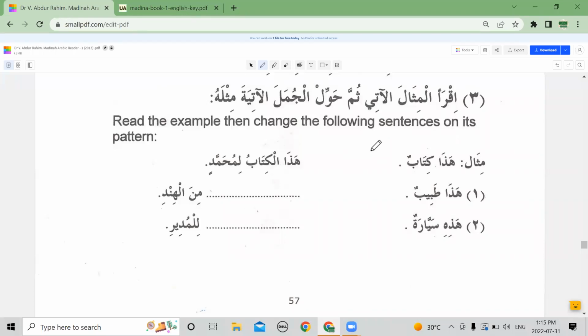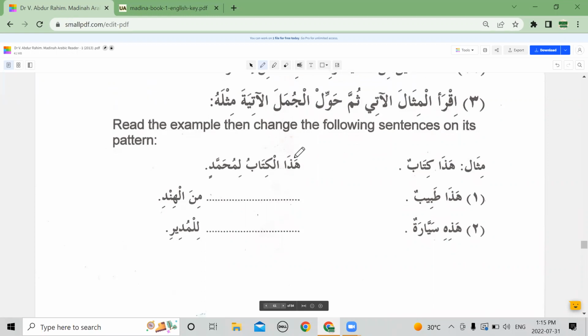Actually, I wasn't there for the last few classes, so I don't think I'll be able to do it. Can you try? I'll help you out. All we have to do is change it on this pattern. So here we have hadha kitabun, which means this is a book, right? And all you have to do is change the second word from nakira. Nakira means indefinite. It has a tanween. You have to change it to ma'rifa. Ma'rifa means you add the alif lam here. Add the alif lam and get rid of the tanween. So kitabun becomes al-kitabu. That's it. Can you try? Yeah.